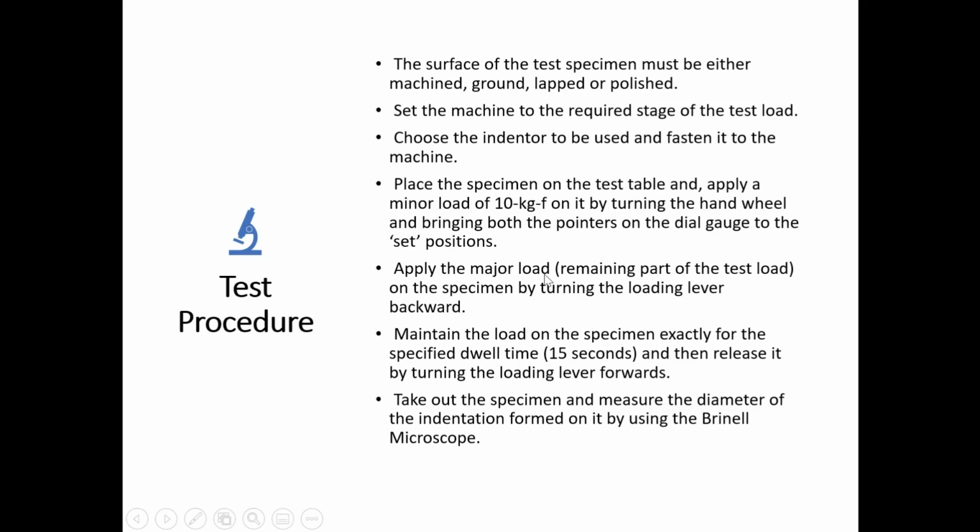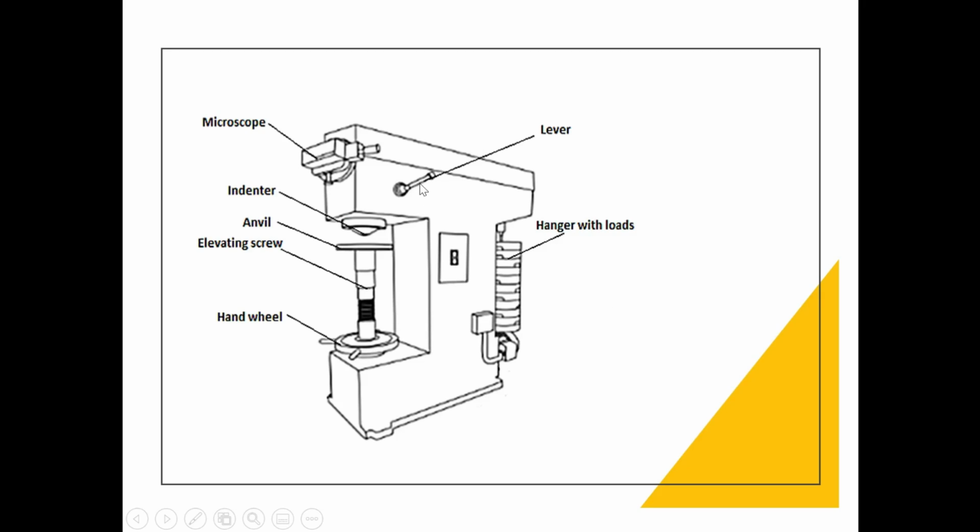Then apply the major load, the remaining part of the test load, on the specimen by turning the loading lever backward. So, this is the lever which is used to apply the major load, which means this total load is applied on the specimen. Once you revert it backward, it will apply the load.